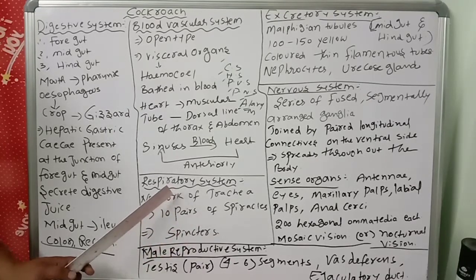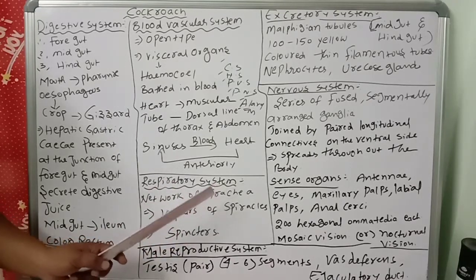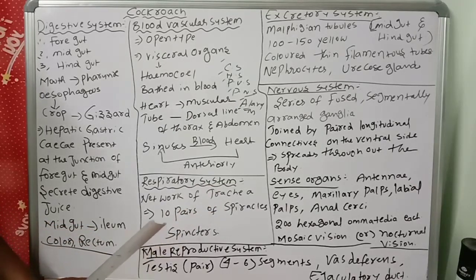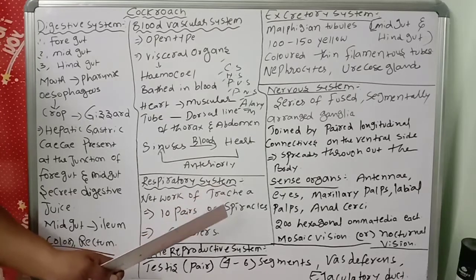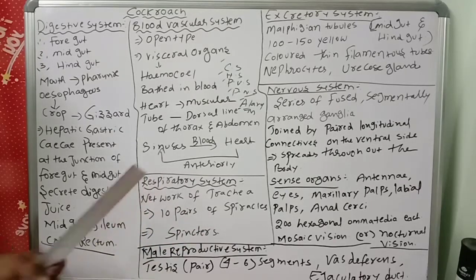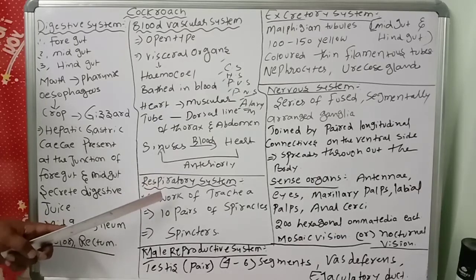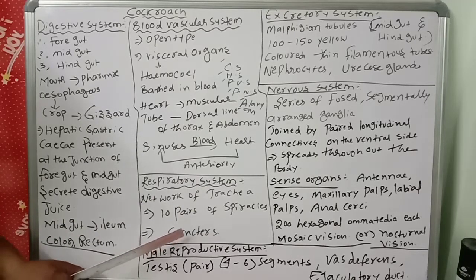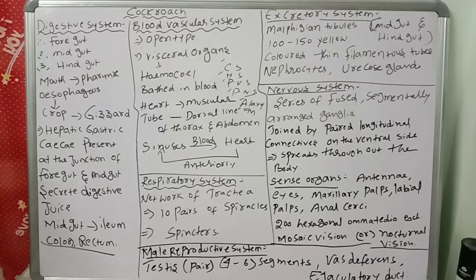So trachea are tube-like structures: trachea, tracheoles, and atrium. So tracheal tubes, complete tubes. The 10 pairs of spiracles are the openings of the trachea, and they are regulated by sphincters. Gas exchange is by simple diffusion only, from high concentration to low concentration. That's it: a network of trachea, 10 pairs of spiracles, and the spiracles regulated by sphincters. That's simple. Then we come to the excretory system.